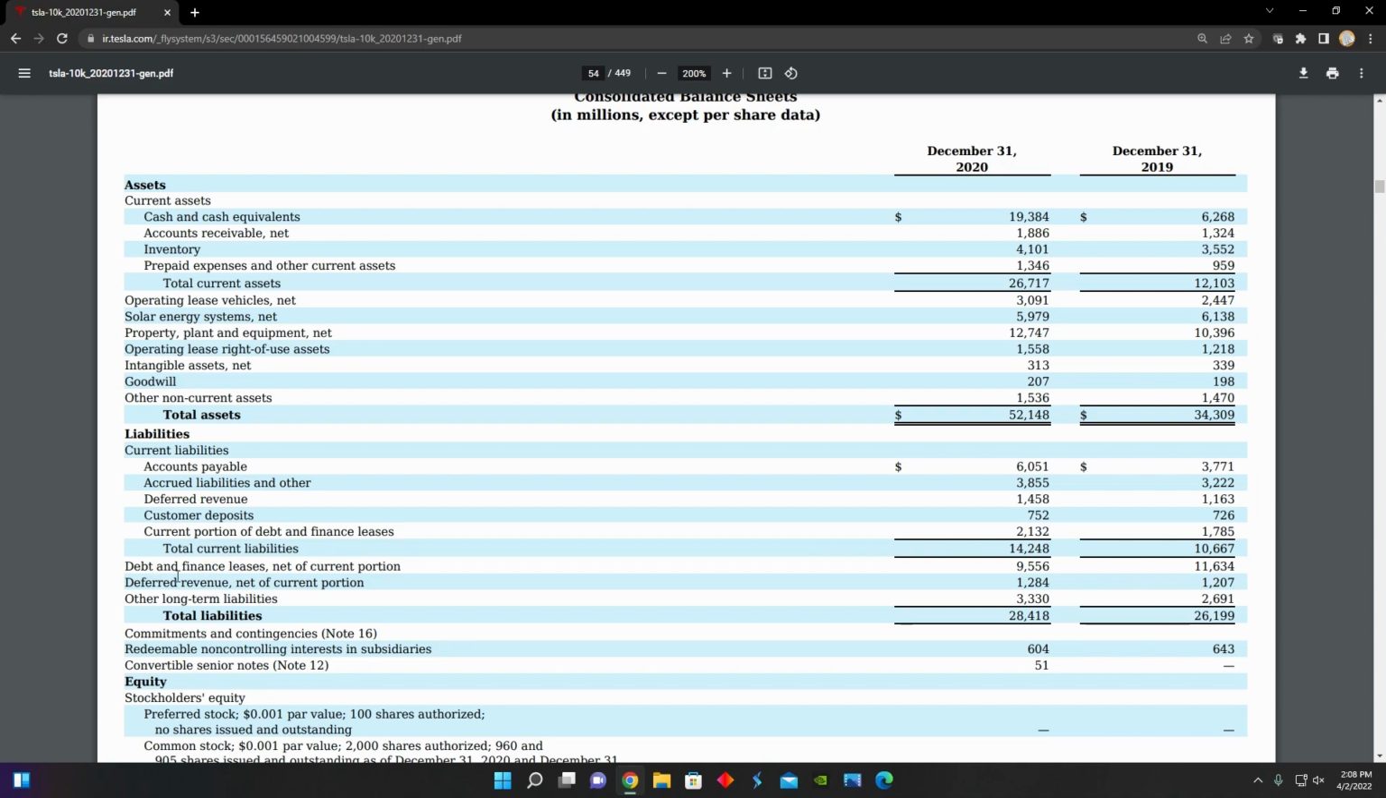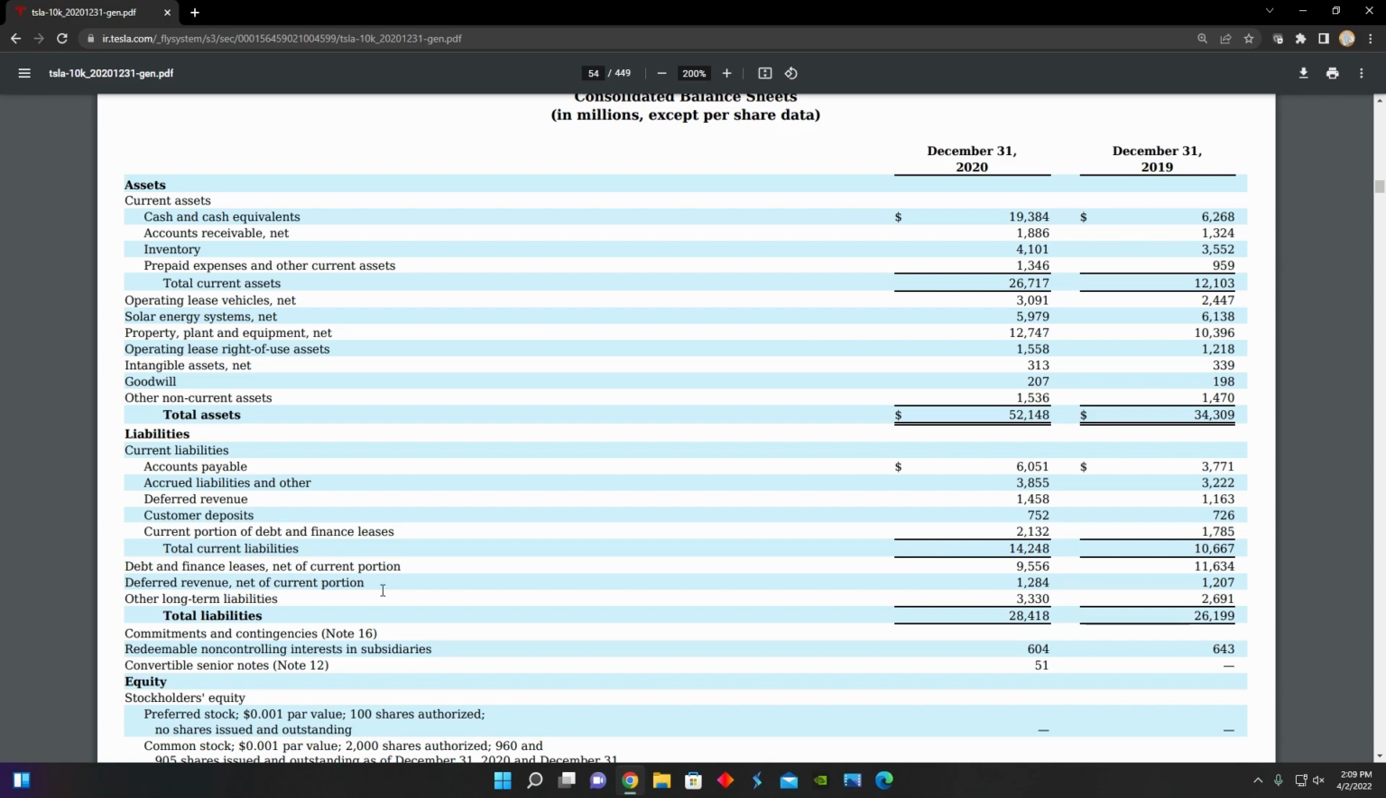And then right underneath that, we see debt and finance leases net of current portion. As I just said, debt and finance leases can be as long as 30 to 40 years. So this line item is taking into account the entire debt contract or the entire finance lease, over the entire 30 to 40 year period, including all of the principal that they borrowed, for example. And they're subtracting, in this case, the current portion of debt and finance leases, because that already got recorded in the current liability section. That's why it says net of current portion: it's taking the total debt and finance leases minus the current portion to give them the debt and finance leases net of current portion.